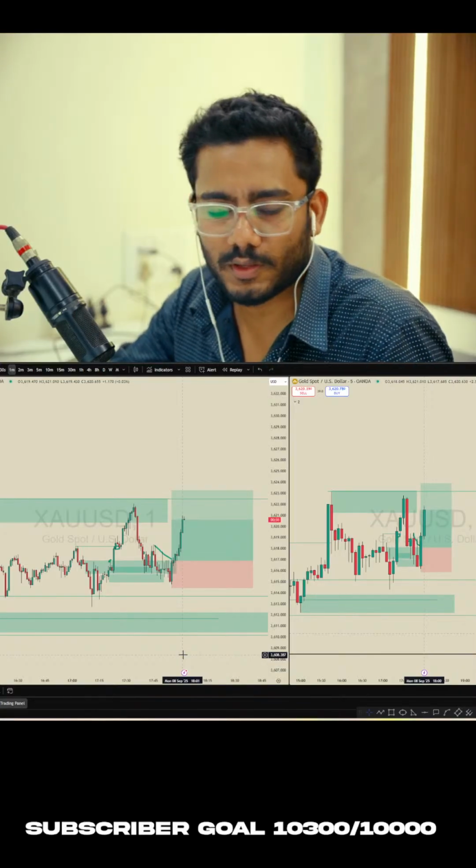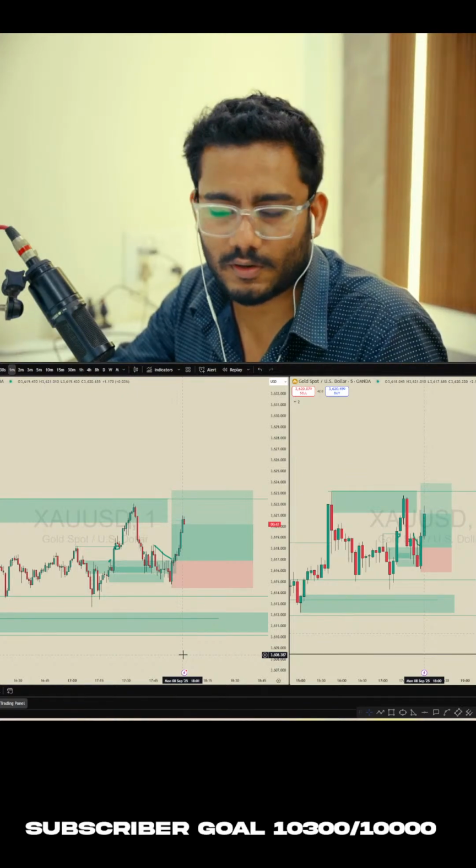You can put your stop loss to break even if you have entered in the second entry.